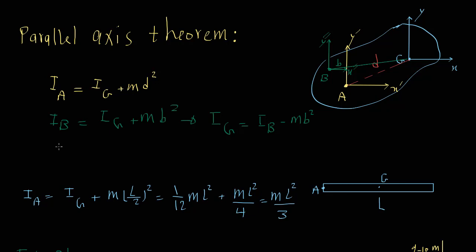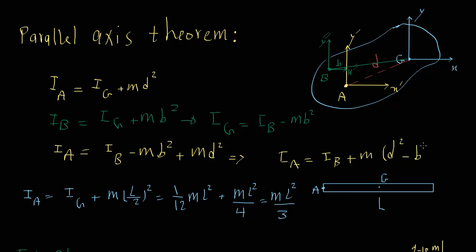And now I can substitute this into the equation for A. So we get I_A is equal to I_B minus M b squared plus M D squared, which gives I_A is equal to I_B plus M (D squared minus b squared). So if we want to go from A to B, we cannot say just I_A is equal to I_B plus the distance between these 2 points squared. No, we have to consider the distance from the center of mass, go to the center of mass, and then go to any other point that we want.